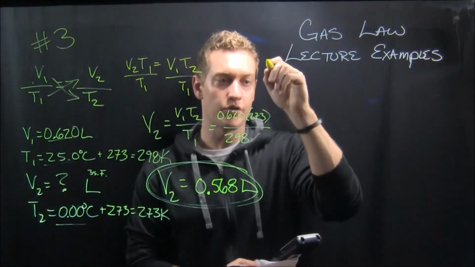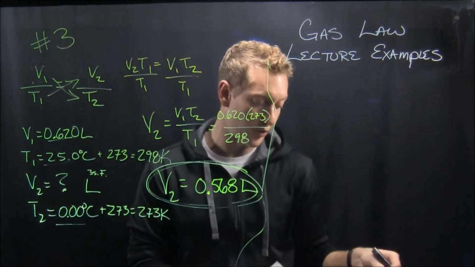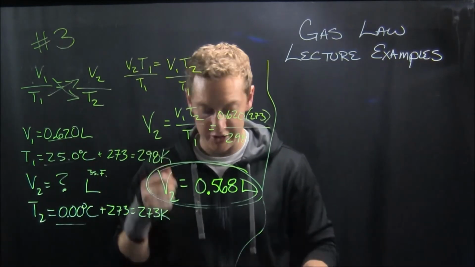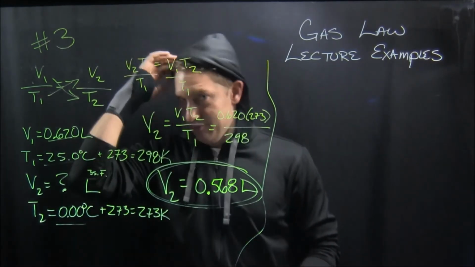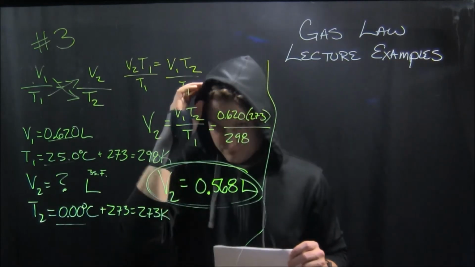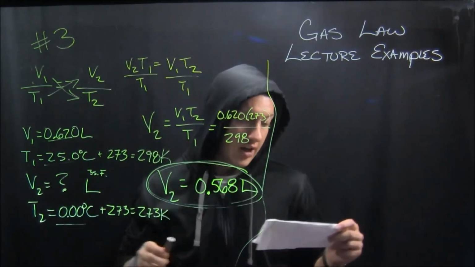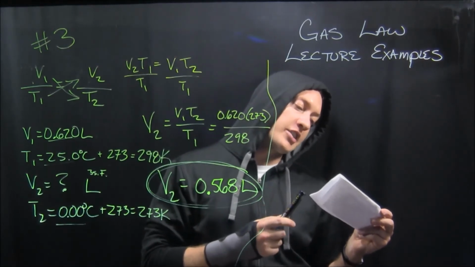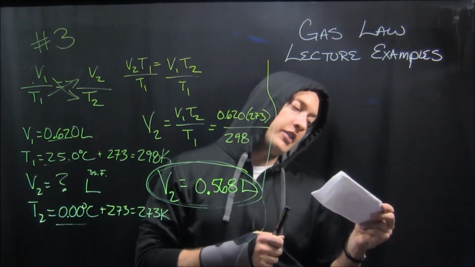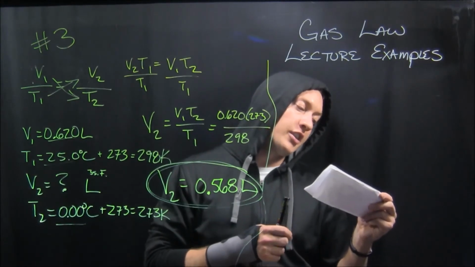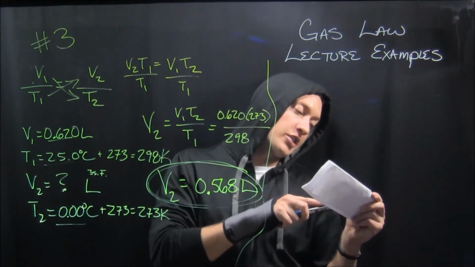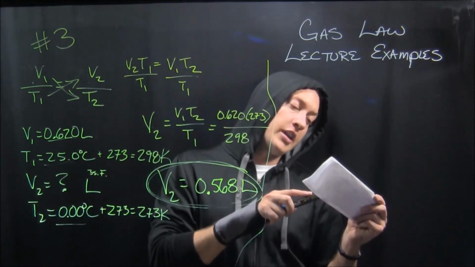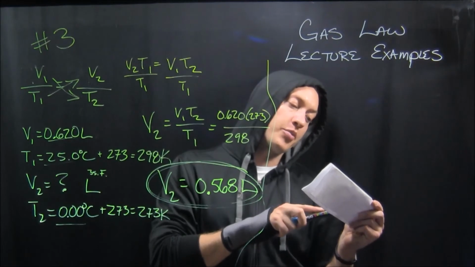We're going to squeeze number 4 in here because I don't feel like erasing this board again. This is officially the last problem of the night. All right, so number 4. A gas in a sealed and rigid container has a pressure of 125 kPa at 30 degrees Celsius. If the pressure in the container is increased to 201 kPa, what is the new temperature in degrees Celsius?